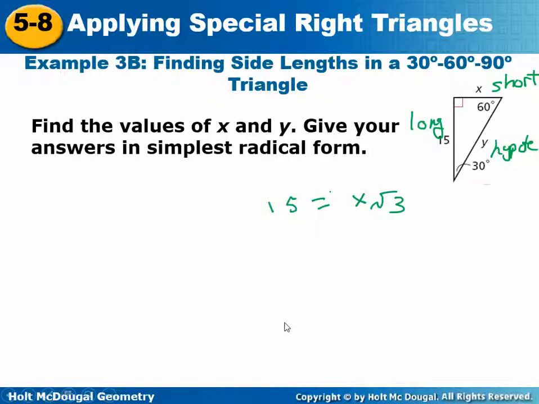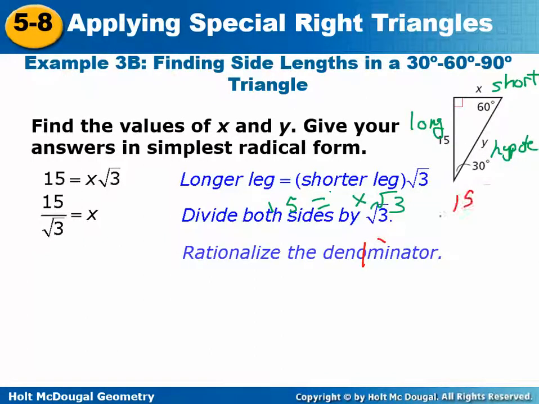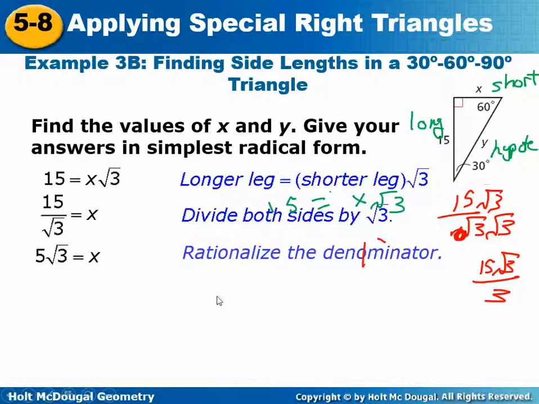So we have 15 equals x times the square root of 3, but we want to find x. So the best thing to do would be to divide both sides by the square root of 3. And when we do that, we'll get 15 divided by the square root of 3, and we have to rationalize that by taking 15 times the square root of 3 divided by the square root of 3 times the square root of 3. So we'd have 15 square root of 3 divided by 3. But 15 divided by 3 is 5. So this simplifies to 5 square root of 3.